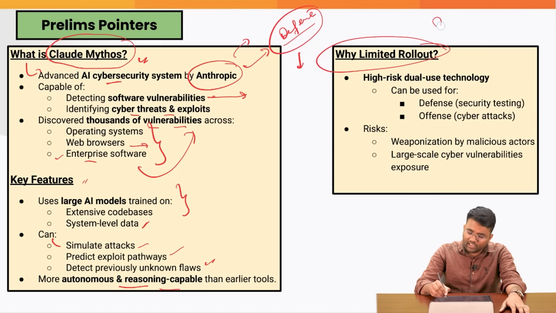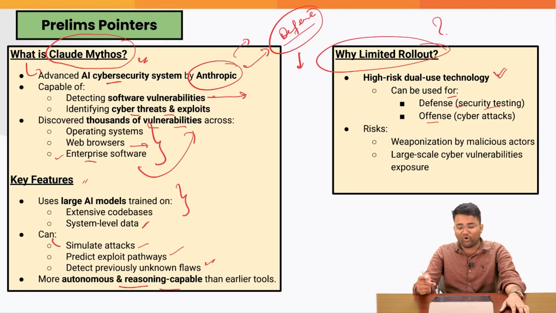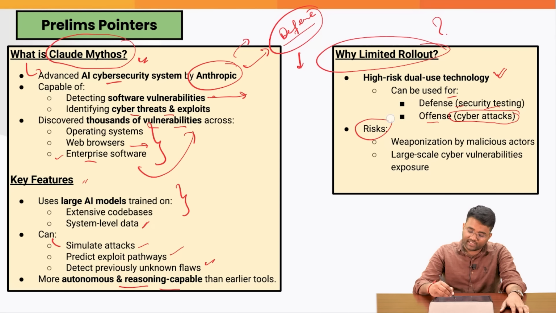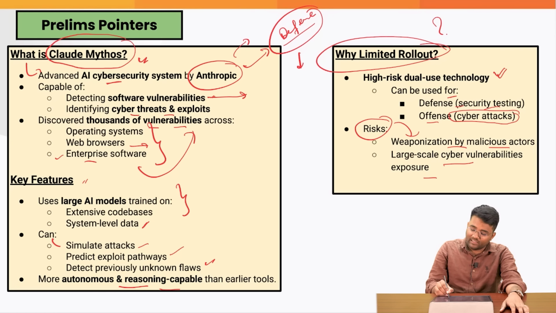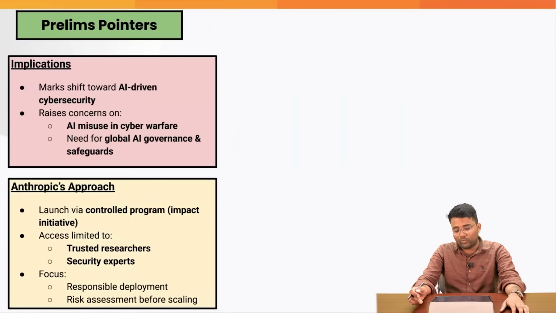Why has there been a limited rollout? Because this is a high risk, dual use technology. For example, it can be used for defense, for security testing, and for offense also, for cyber attacks. Some people can use this for cyber attacking, or it can also be used for preventing that. The risk is that if it goes into nefarious hands, it can lead to weaponization by malicious actors, and large scale cyber vulnerability exposure can also be there, which can jeopardize the overall security.